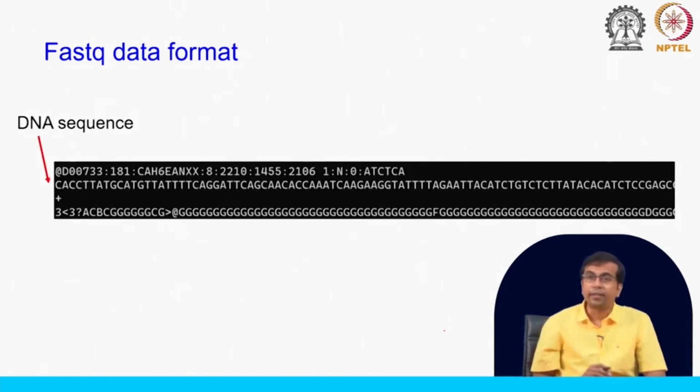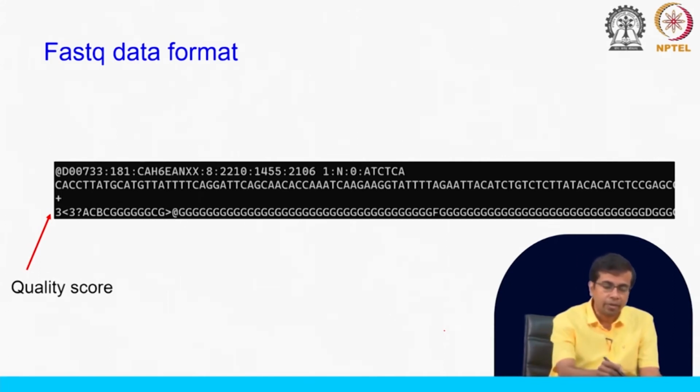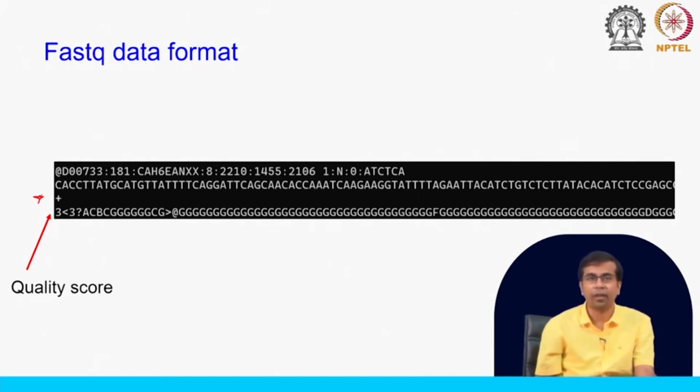The next line is the actual DNA sequence, the sequence that we are interested in, and then we have the quality score. In between we have the plus sign, which is the spacing. Sometimes you will see this plus sign followed by part of the header again.